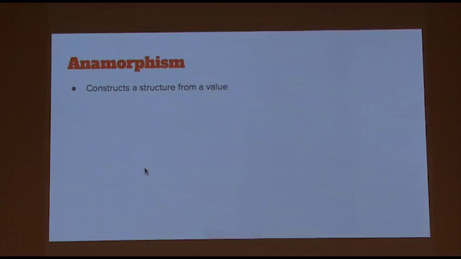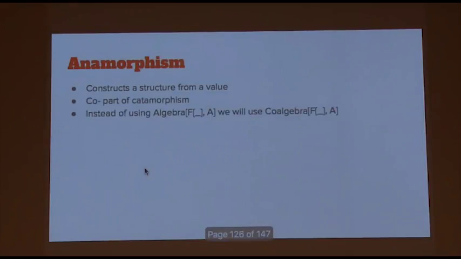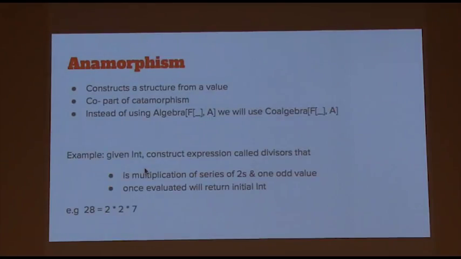So anamorphism is the reverse of catamorphism. When catamorphism takes your structure like an expression and gives you a value like a double, anamorphism is the other way around. It takes a double and gives you an expression. So it takes a value and explodes it into the expression. An example would be, let's say I have some value and I want to represent that as an expression where I multiply 2's and some odd number. So I give you an integer, and back you give me an expression that represents that integer. So this is the other way around.